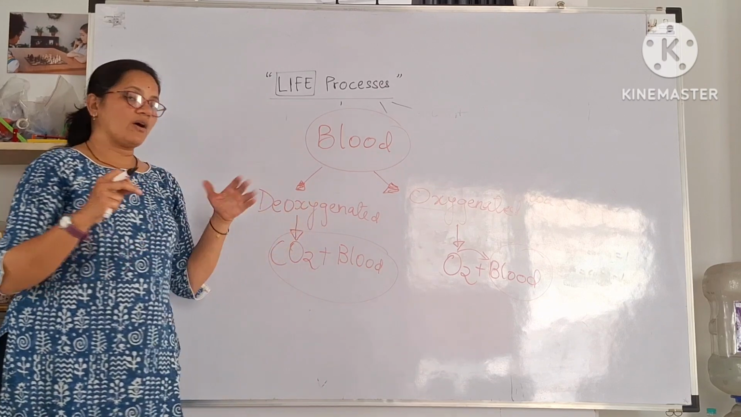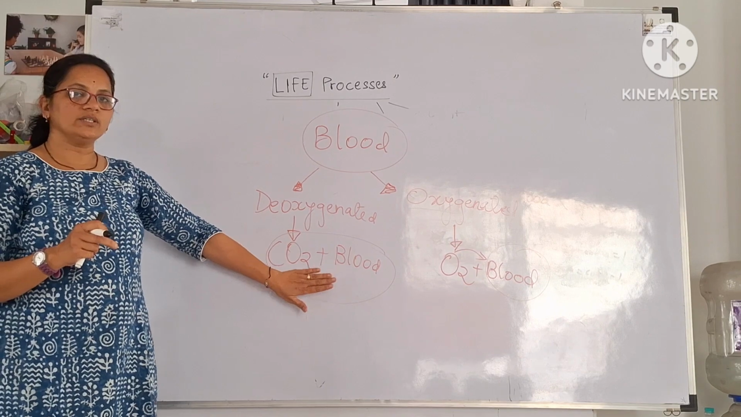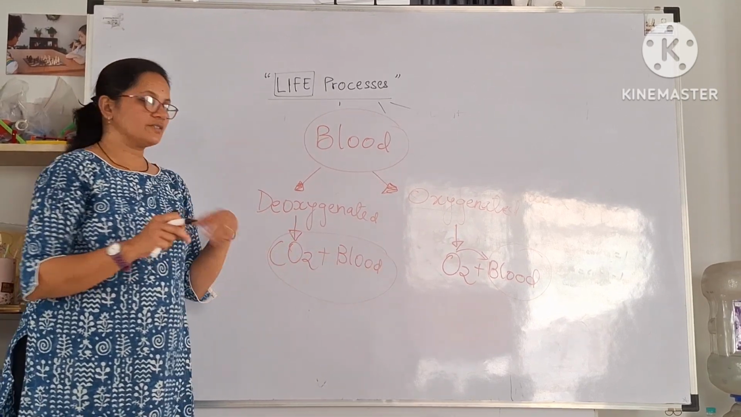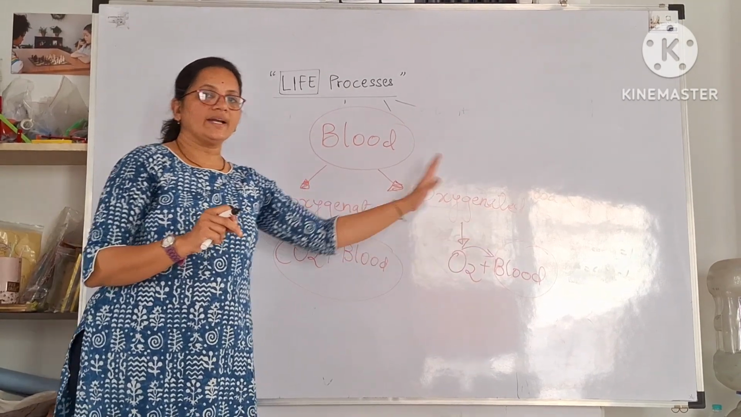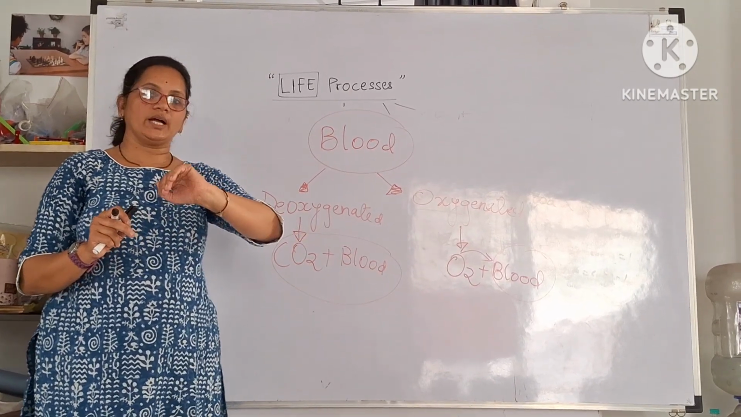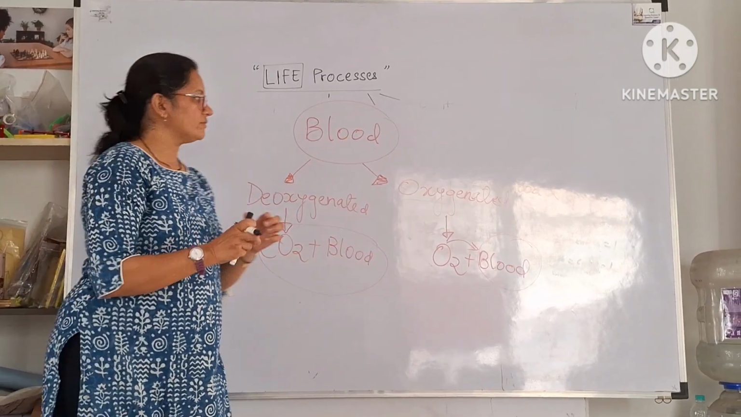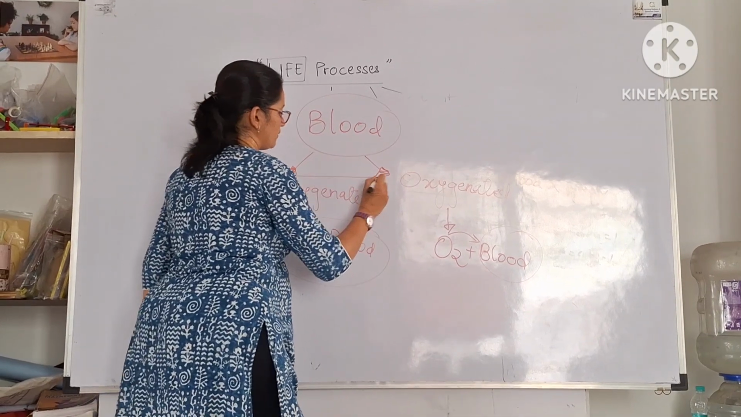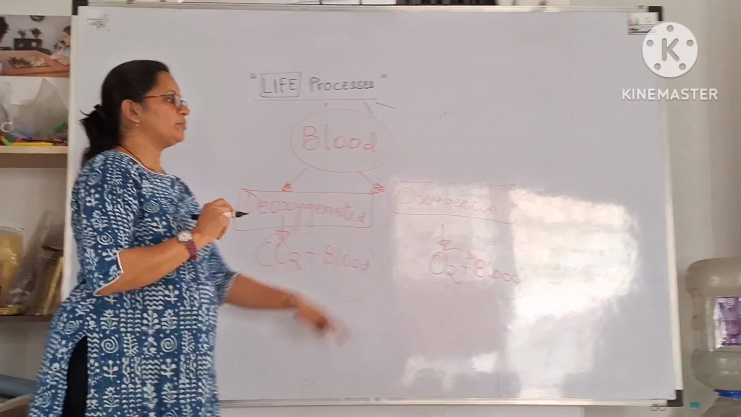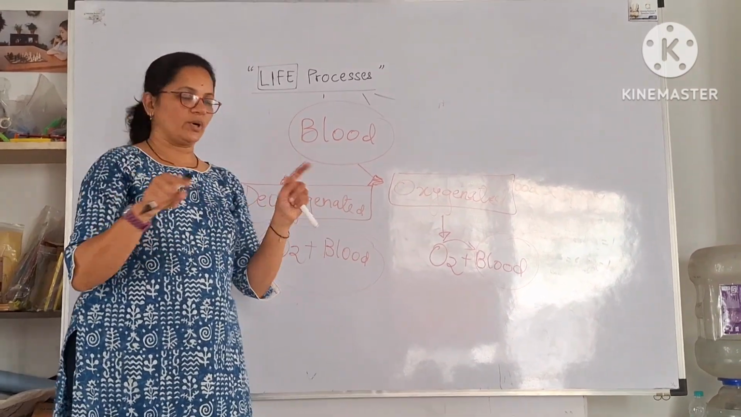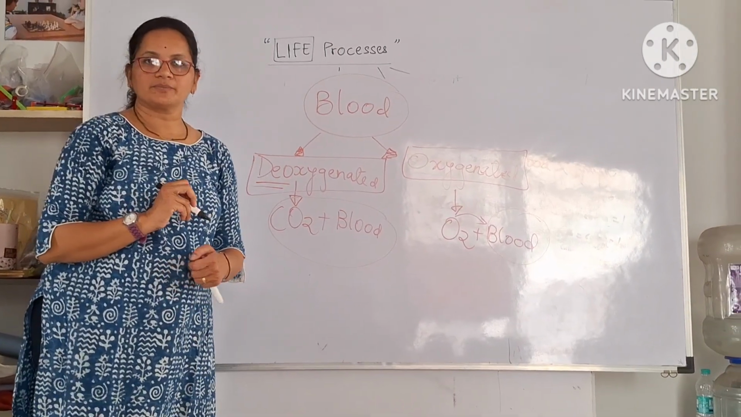Whereas when I am exhaling, I am giving carbon dioxide out, which is also mixed with the blood and given out. So this is how the transport of oxygen and carbon dioxide between the blood and the outside happens. This is the main part observed during the process known as circulation. Oxygenated blood is circulated throughout the body and deoxygenated blood is collected from the body parts.